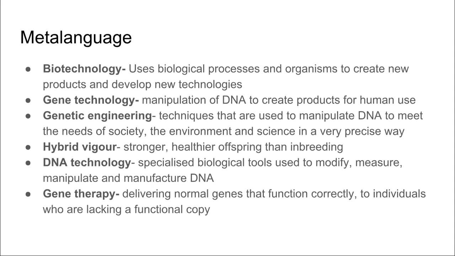When we talk about biotechnology, we're talking about using biological processes and organisms to create new products and develop new technologies. Gene technology allows us to manipulate DNA to create products for human use. When we genetically engineer something, we're using techniques that are able to manipulate DNA to meet the needs of our society, the environment, and science in a very precise way. When we talk about hybrid vigor, we're talking about stronger, healthier offspring rather than inbreeding.